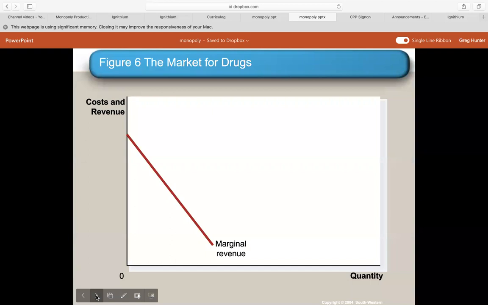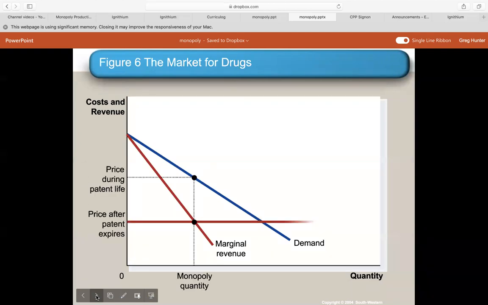So here's a good example, the one that I brought up, which was the market for pharmaceuticals. Okay, here's marginal revenue, there's demand, and here is the marginal cost.